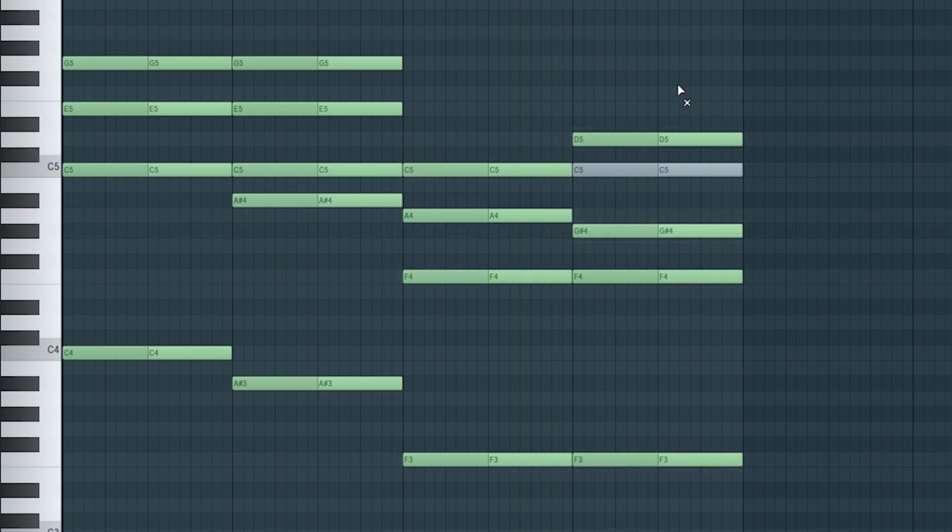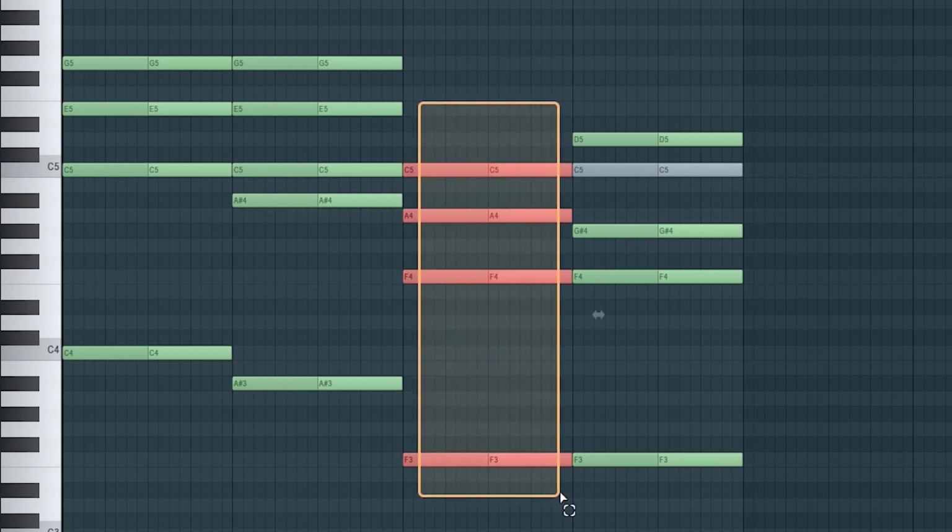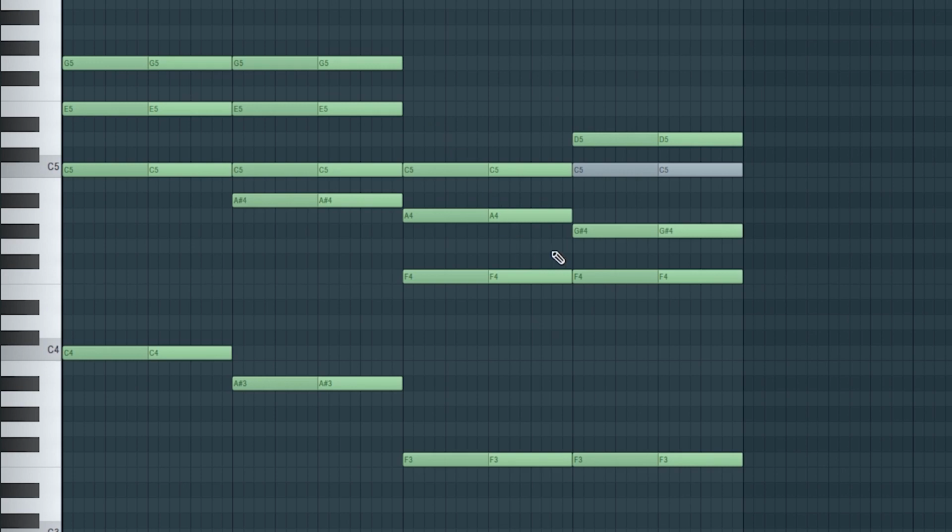So the original chord looks like this. The original chord was F major. We borrowed the F minor from the parallel minor key. And the next thing that happens here is the suspended sixth. So instead of the fifth here, we use the sixth here.